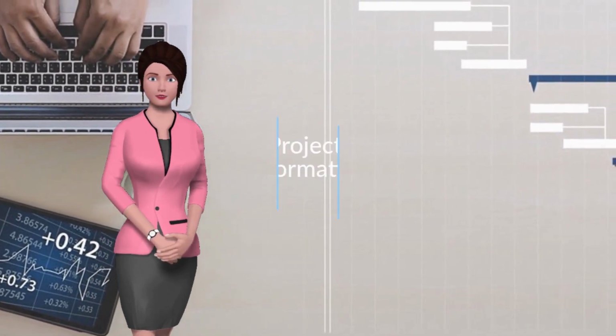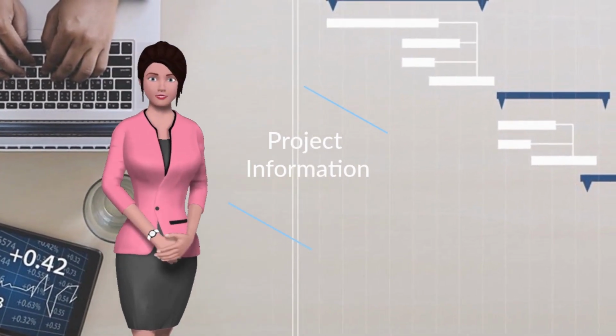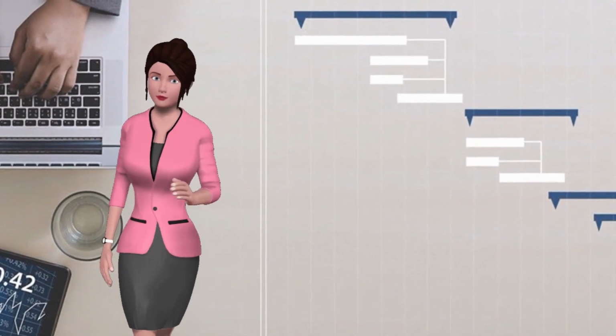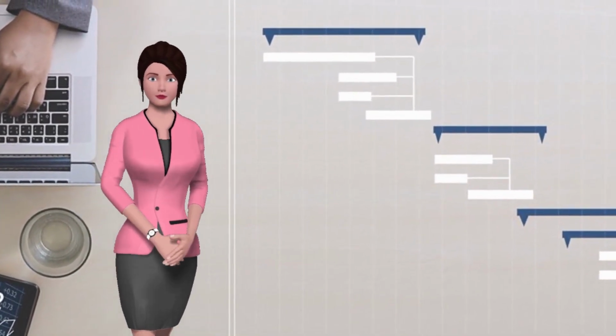The first being project information. Start with the basics. What is the project's name? Who will be managing the project? What are the available resources? Effective time, cost and task tracking requires detailed information.